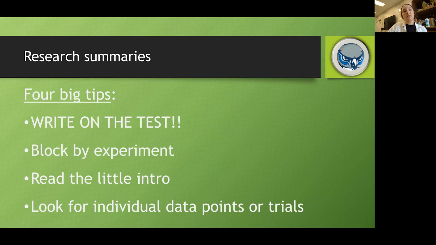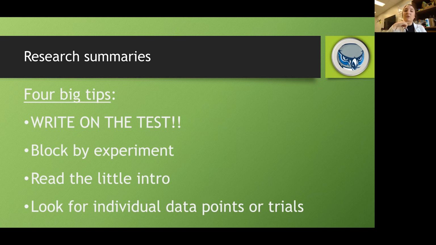My second tip is to block by experiment. If you remember last week, you know it's a research summary passage if you see experiment 1, experiment 2. Typically, they will ask questions about those experiments individually. Sometimes, again, there will be comparison questions, but there will also be individual data points that they'll ask you for. That's my 4th tip. I skipped over the 3rd one.